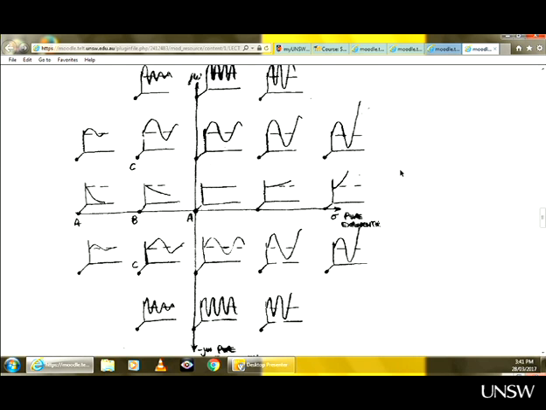Okay. And finally, special cases. What if we have a root right on the imaginary axis? So the real part is 0. This is a special case. We call it neutral stability. Neutrally stable. The system is neutrally stable.